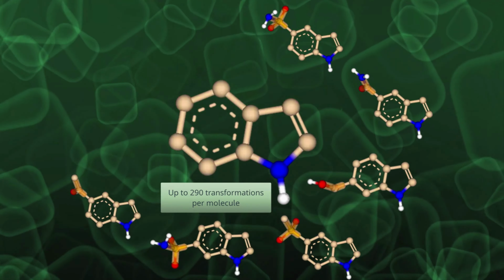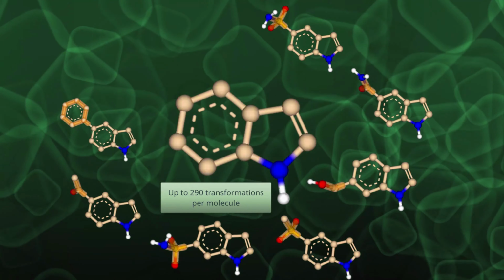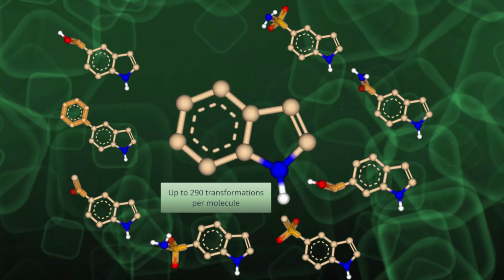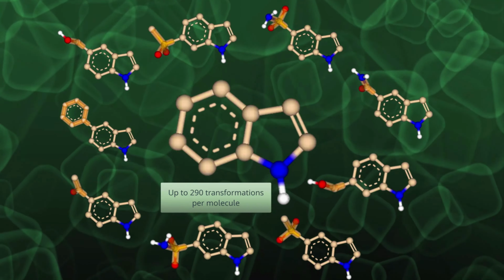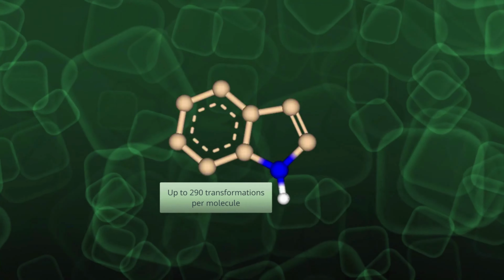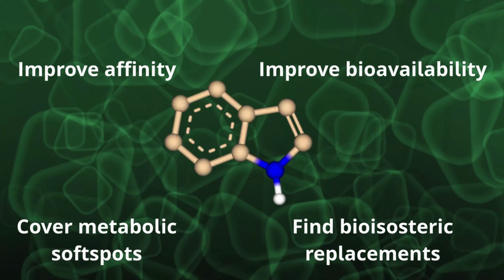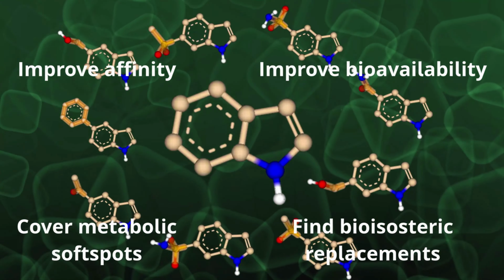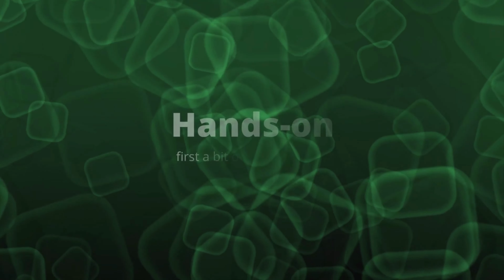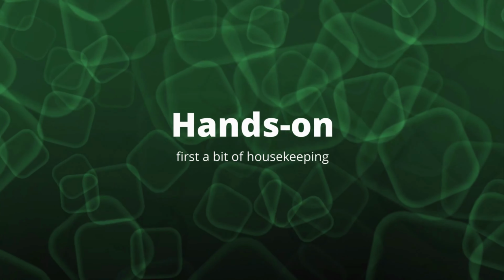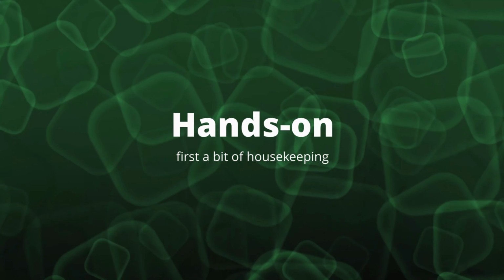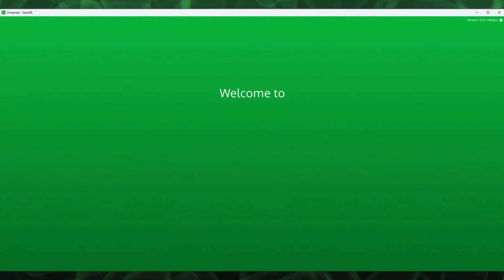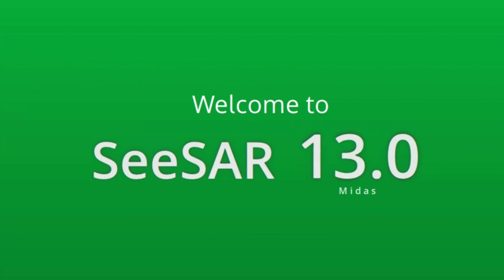MedChemesis facilitates the generation of close analogs of input molecules with improved affinity, bioavailability, as well as covering metabolic soft spots and finding optimal bioisosteric replacements. Now, let us find out how MedChemesis works within SeeSAR. Let's open SeeSAR 13. We see the golden touch of Midas shown in all its glory right here.